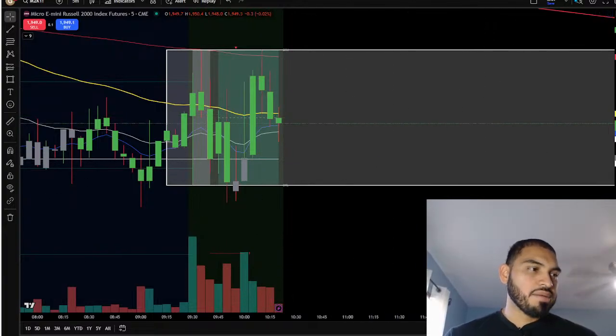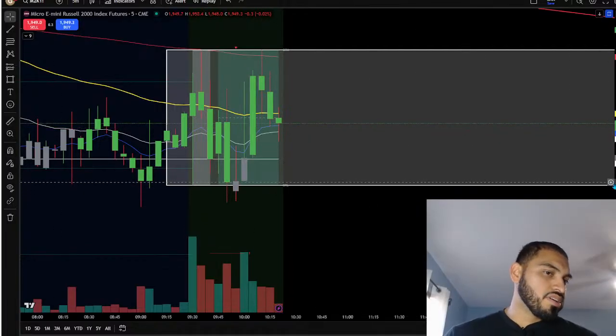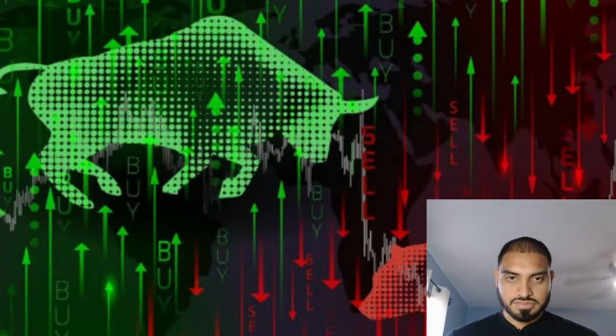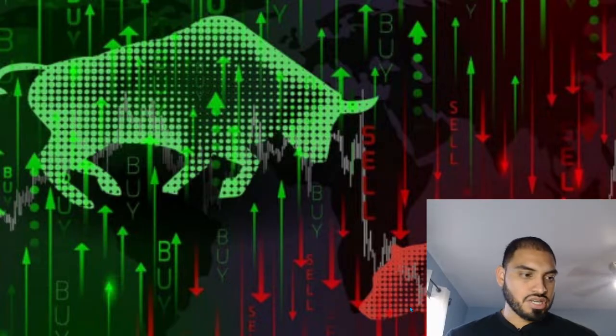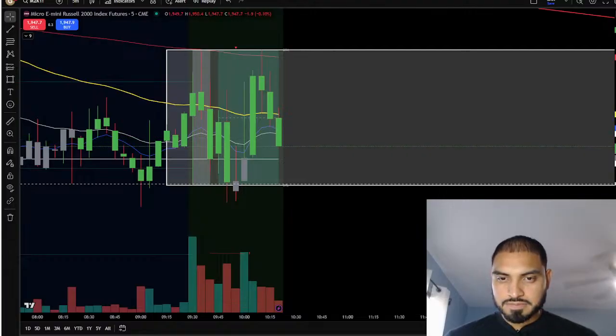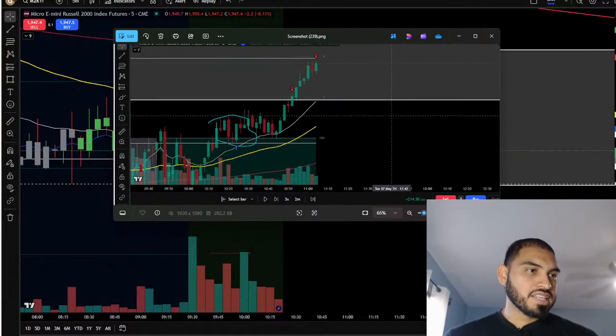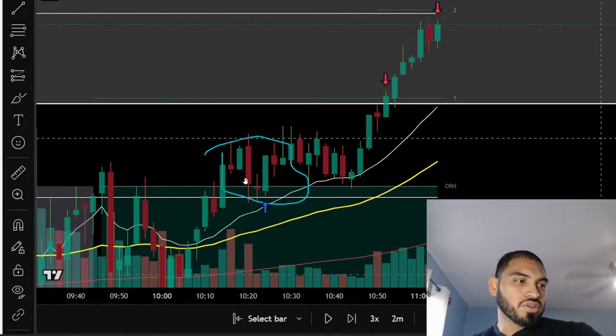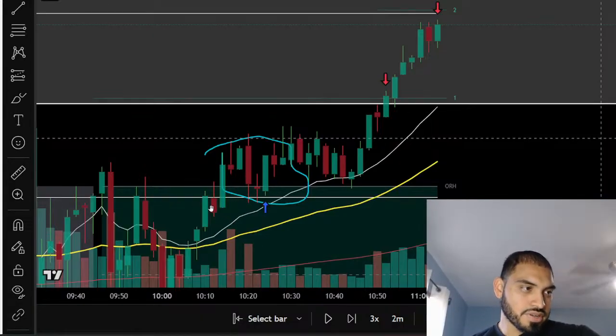I'm putting an alert right here. Where's my shit? So I'm working on this break and retest. This is basically what I'm doing all night, just the break and retest. Like right here, it broke the orb.